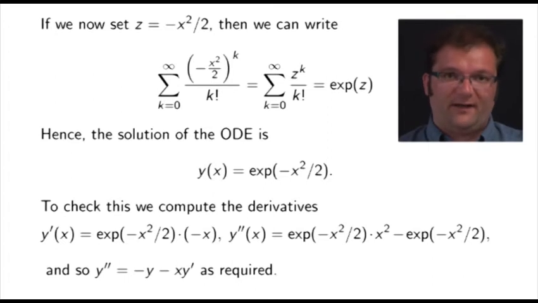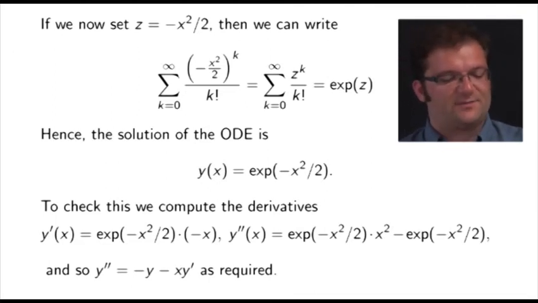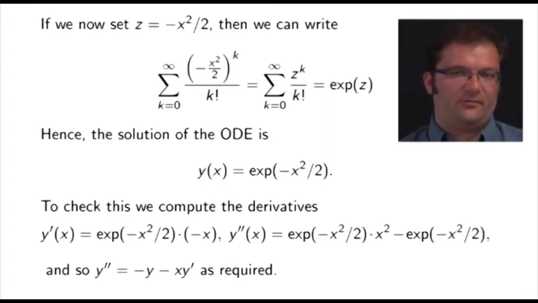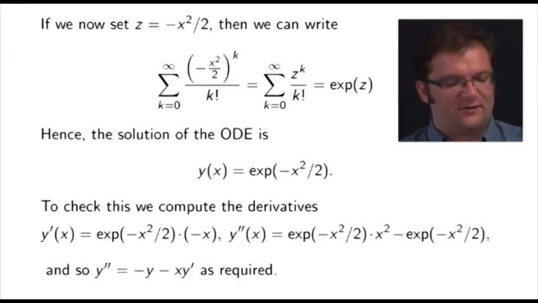In order to check that the ODE is satisfied, we have to compute the derivatives again. So we differentiate y of x twice. If we differentiate it once, we have to use the chain rule. The derivative of the exponential function is just the exponential function again, so we get exp(-x²/2). And then we have to multiply this by the inner derivative according to the chain rule. So we have to differentiate -x²/2 with respect to x, and we get -x. So the derivative y'(x) is exp(-x²/2) times (-x).